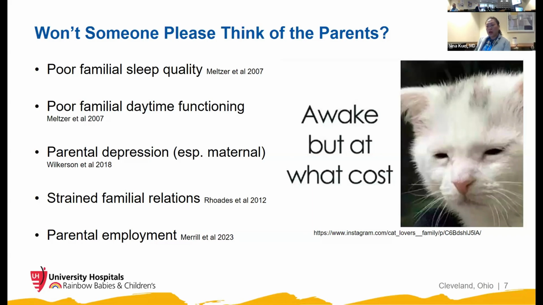Parental depression rates are higher, especially maternal depression. Also strained familial relations. And this paper by Rose in 2012 actually discussed a term called hostile parenting, basically, that there's marital discord that can happen because of this. And then also, and pretty important in this day and age, is parental employment. The fact that parents are either late for work, getting the child ready, getting them up, getting them to school, those sorts of things, that their own financial safety is at risk.